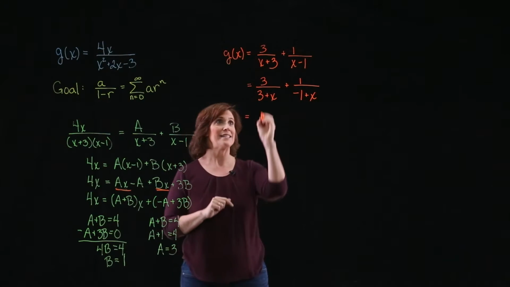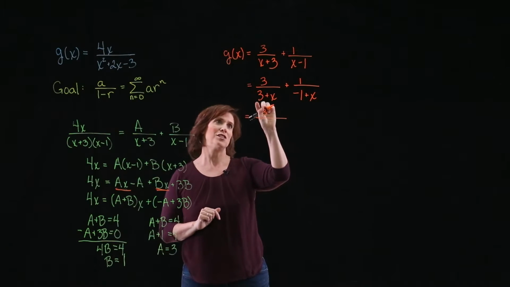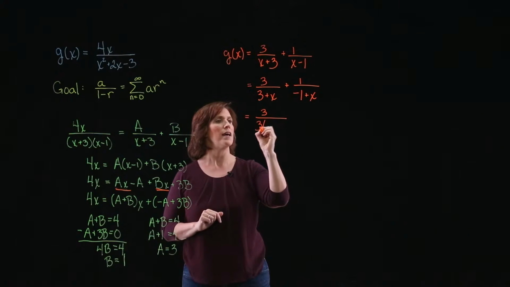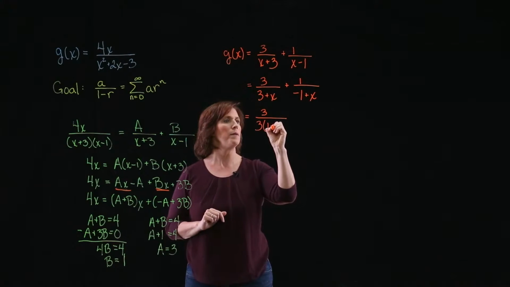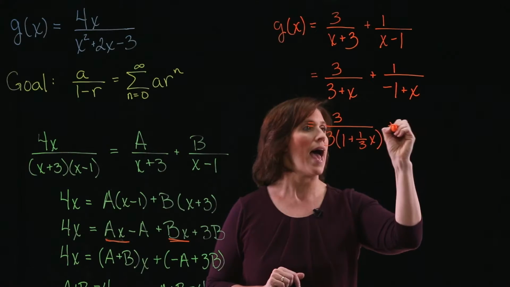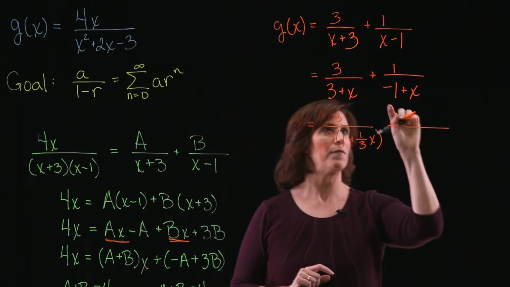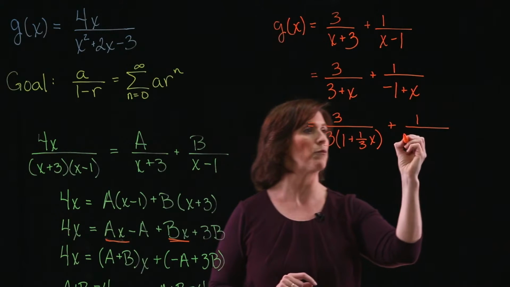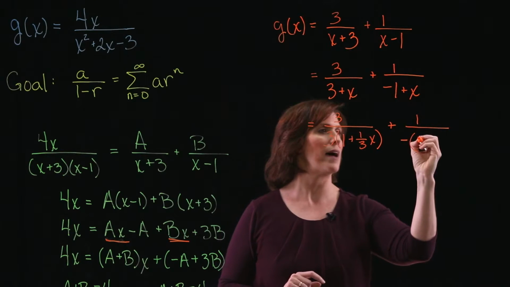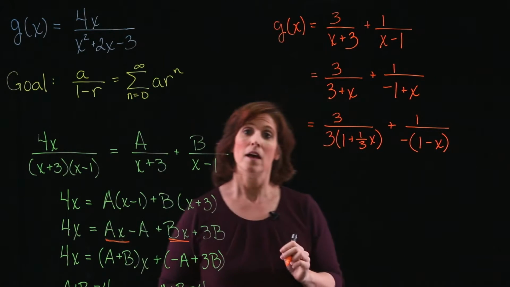So I'm going to force that to happen by, in that first piece, factoring out a 3. So I'll factor out a 3, and I've got 3 times the quantity, 1 plus 1/3 x. And in a similar way, for this next piece, if I want that first term to be a positive one, I'm going to factor out a minus 1. And when I do that, I'll end up with 1 minus x.